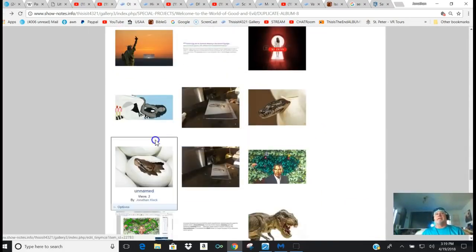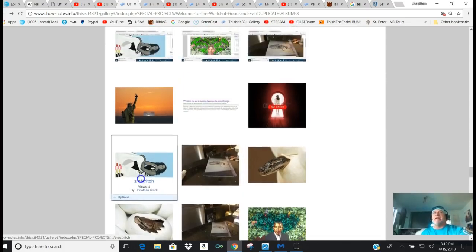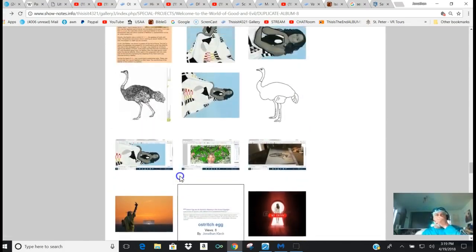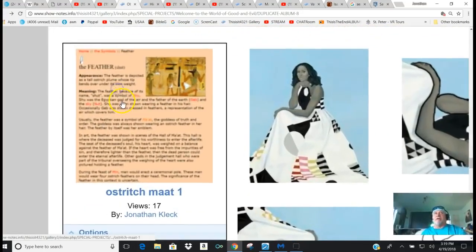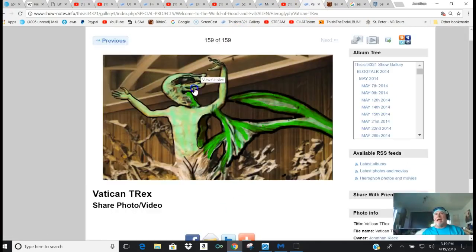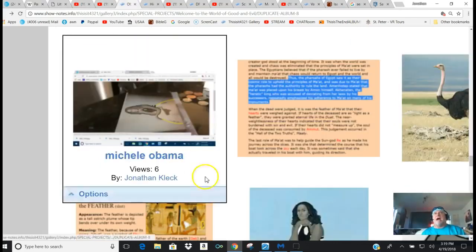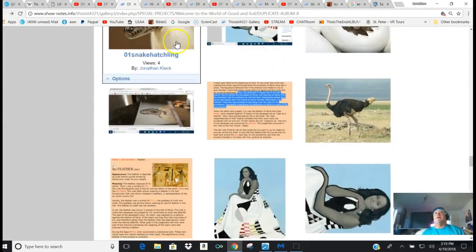But let's go through this. Okay, so we have an ostrich. What does the ostrich mean in Egyptian theology? Well, the ostrich egg means the resurrection of the Christ, and their Christ is something more like this. It's a reptile. See? Christ and a reptile together. Now, Michelle Obama, no doubt about it. She's a serpent hatching out of an egg.